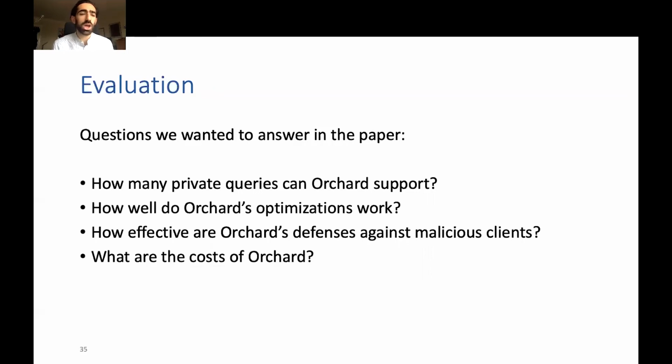So do our optimizations significantly reduce the total costs? Third, can Orchard remain accurate for an aggregator even in the presence of malicious users? And fourth, in terms of absolute costs for the users and aggregator, is this viable? So I'm going to walk through a couple of key results, but again, the full results are in the paper.